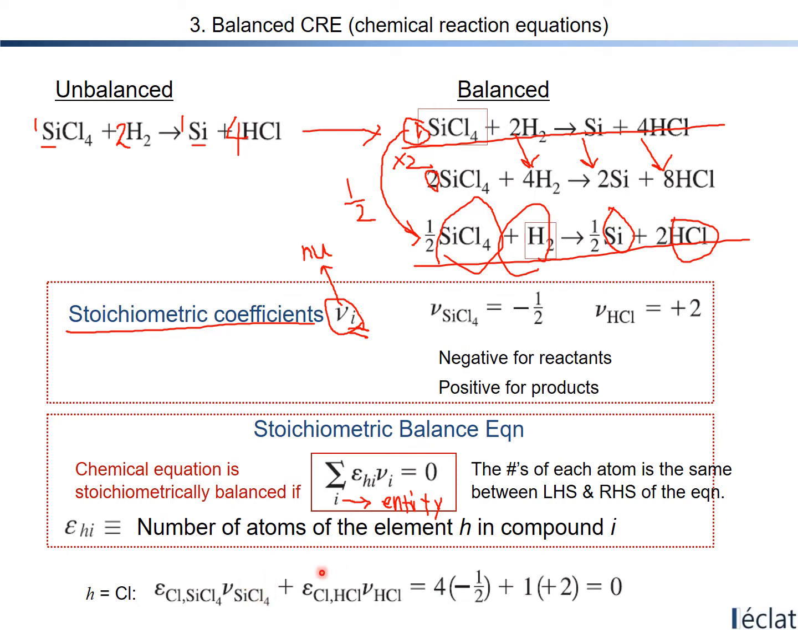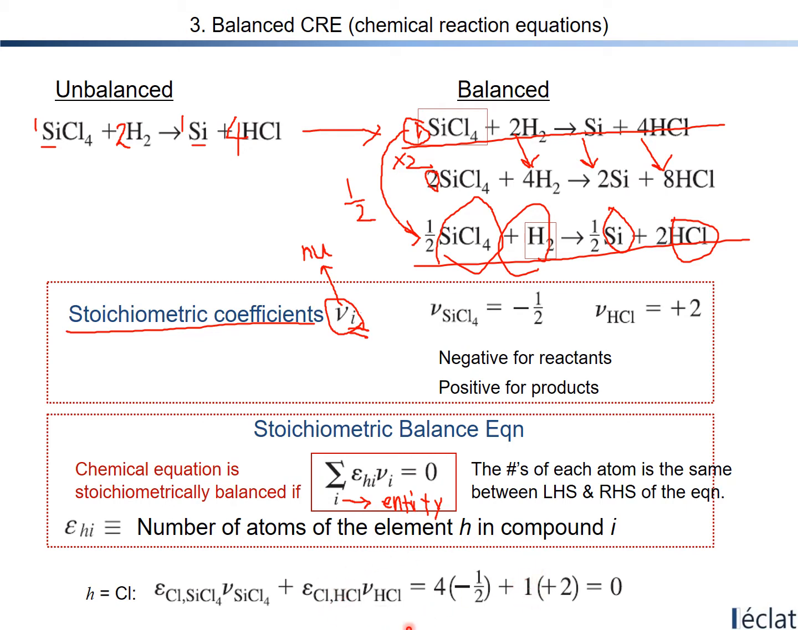So the epsilon of chlorine in HCl is 1 because you can find only a single chlorine atom in HCl. This is a product. So this number is 1. So this guy is going to this one.